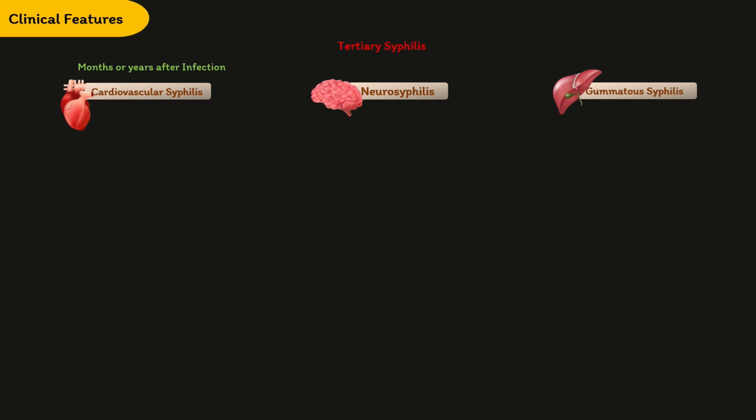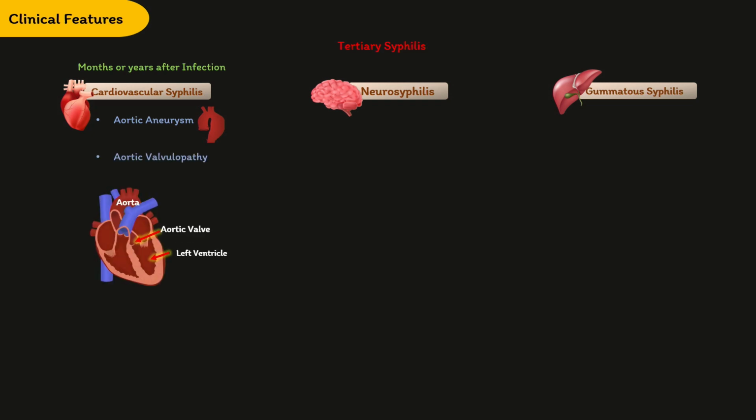First off is cardiovascular syphilis, and this may include an aortic aneurysm, which is an abnormal bulge that occurs in the wall of the aorta. It can be aortic valvulopathy, which is an aortic valve disease that occurs when your aorta and left ventricle malfunction. Now, moving on, let's talk about neurosyphilis.